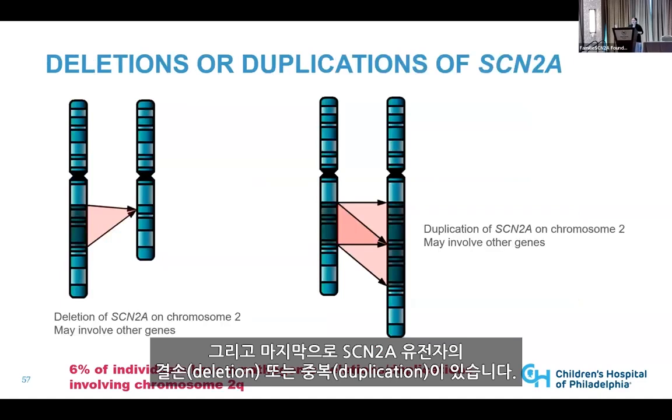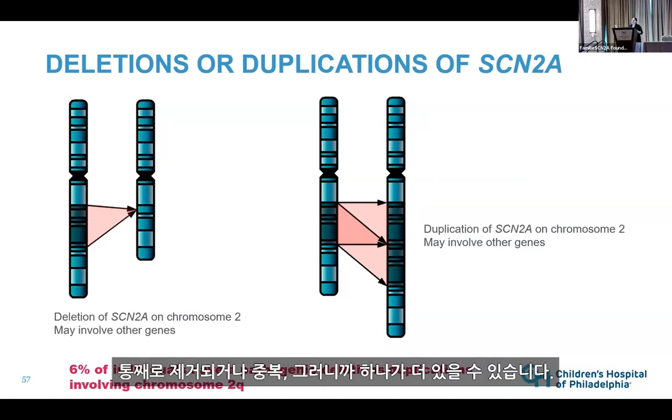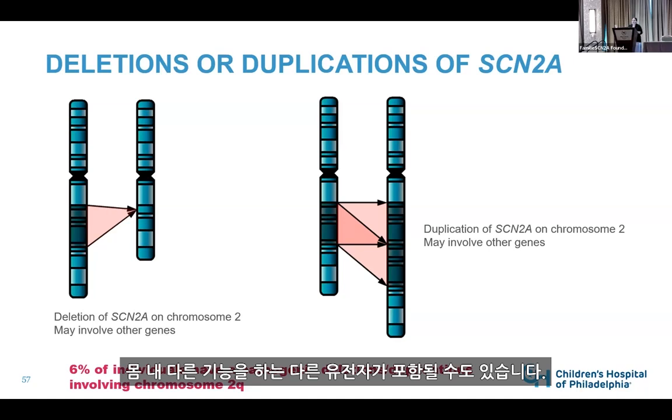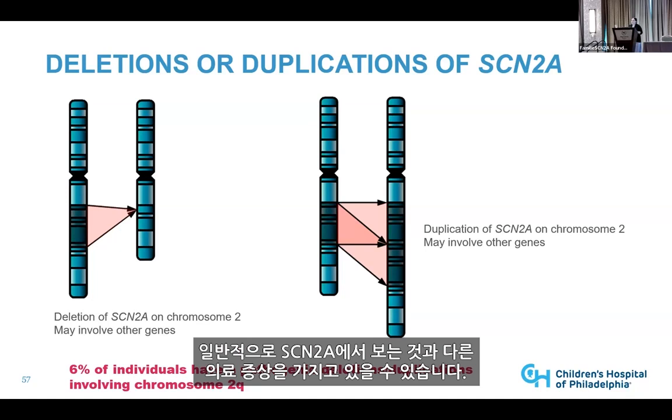And then lastly, we have deletions or duplications of the SCN2A gene. So rather than a change in the spelling of the gene, it could be that the entire copy of the gene is entirely deleted or duplicated, meaning there's an extra copy. And this typically is larger than just a single gene. It may include other genes that have other functions in the body. And so the presentations for individuals who have this can be different and include other types of medical symptoms beyond what we typically see with just SCN2A.